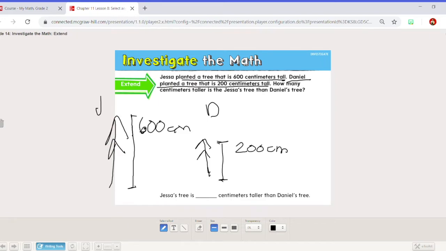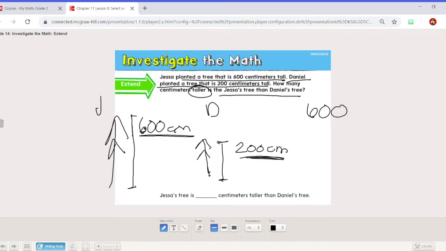Once I have the height, I can look at what the question's asking. How many centimeters taller is Jessa's tree than Daniel's? When it says taller, we're looking for the difference. We need to compare. And when you're looking for the difference, you're going to use subtraction. So we're going to take the larger number, and subtract the smaller number from it.